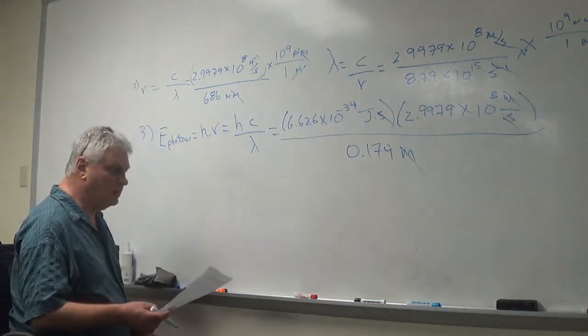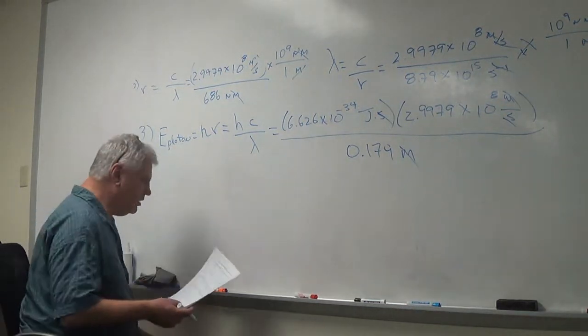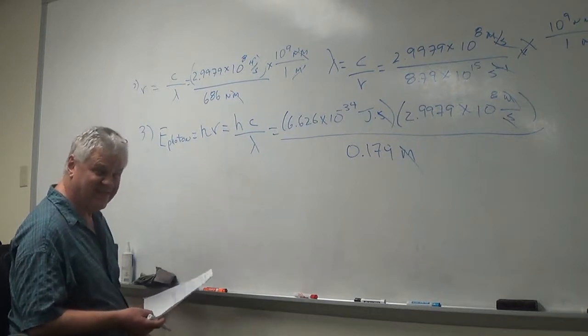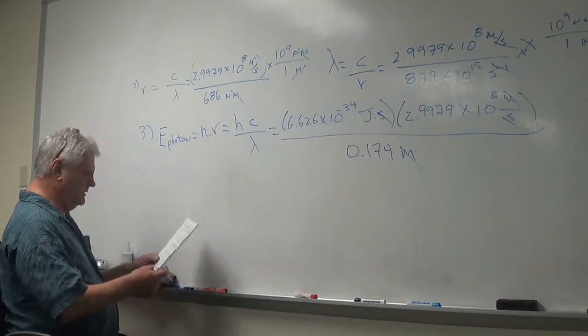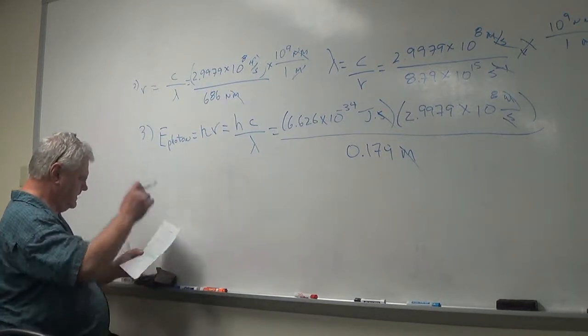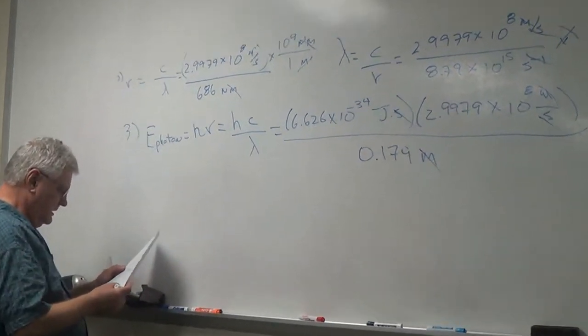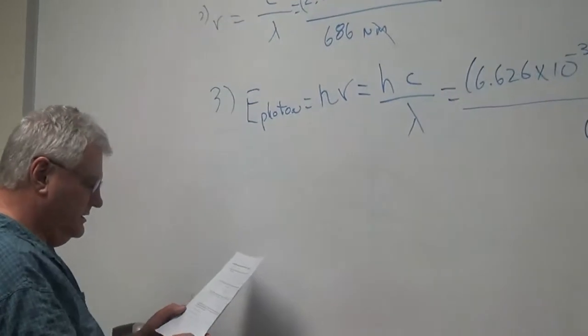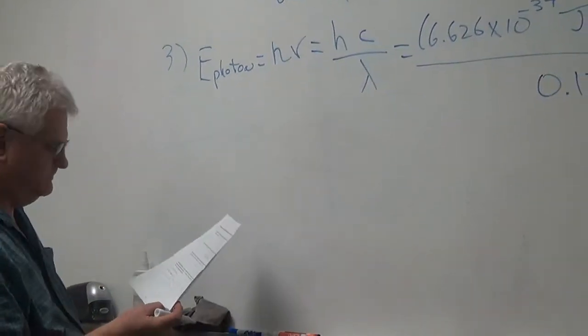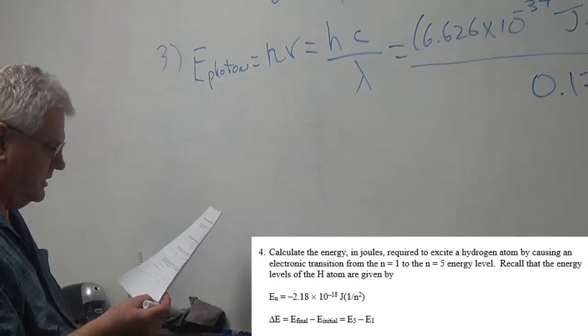But Bohr, the scientist Bohr, it's B-O-H-R, not boring, Bohr, came up with this very simple equation for the energy levels in hydrogen. And it's on problem number 4.